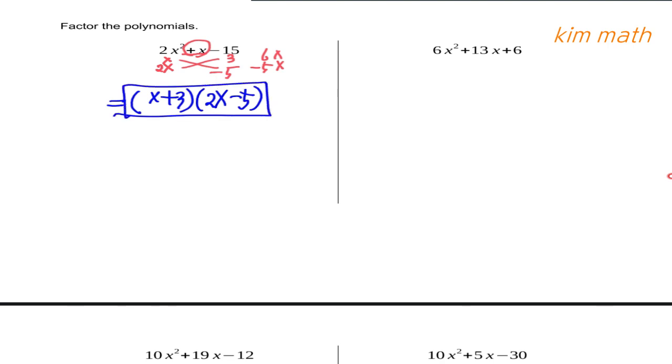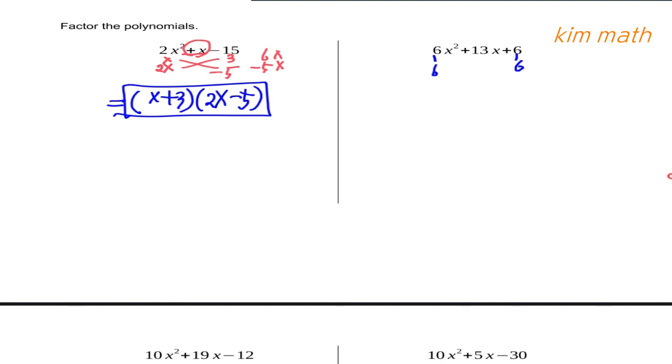Now the next one, we need a little bit more time, because the first coefficient 6 has 1 and 6, or 2 and 3, right? So more possibilities. Again, trial and error. This is the only method to factor the polynomial, so we must check one by one.